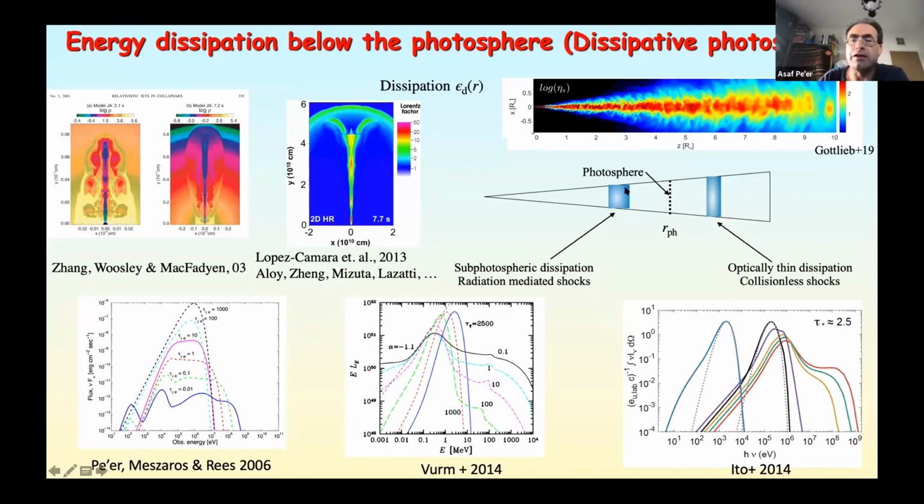They're floating inside stars, so obviously there will be some energy dissipation, and this energy dissipation will lead to subphotospheric energy dissipation, which will lead to conversion of kinetic energy into radiation. Below the photosphere, there will be subphotospheric dissipation, which will lead to radiation-mediated shocks. And above it will be dissipation in optically thin regions, which essentially will end up with collisionless shocks.